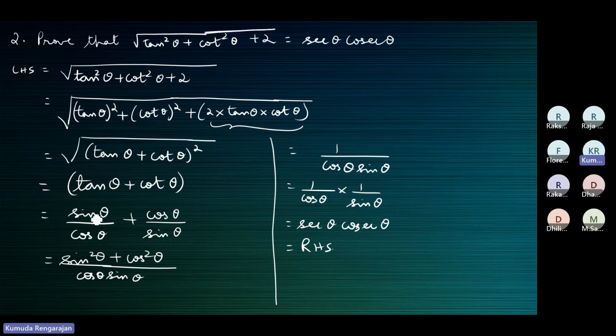Now tan theta is further sin theta by cos theta, and cot theta is cos theta by sin theta. Then with the common denominator, the numerator is sin square theta plus cos square theta, which is 1. And we write 1 by cos theta sin theta as 1 by cos theta into 1 by sin theta. So 1 by cos is secant, 1 by sin is cosecant, which is the RHS.